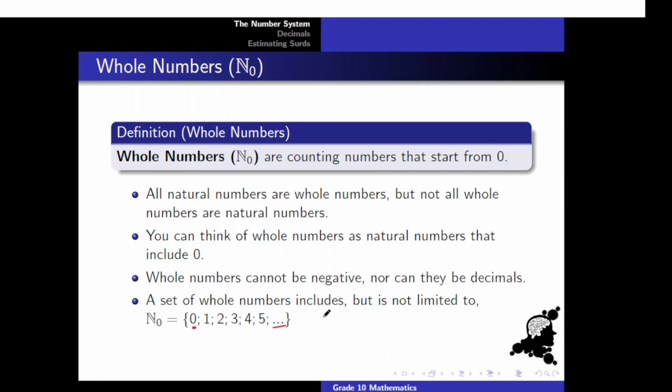Just like with natural numbers, we've got a minimum when it comes to whole numbers. The minimum for whole numbers will always be the number 0. That should tell you if we have numbers less than 0, we're no longer looking at whole numbers. We're looking at something else. I hope that this makes sense.